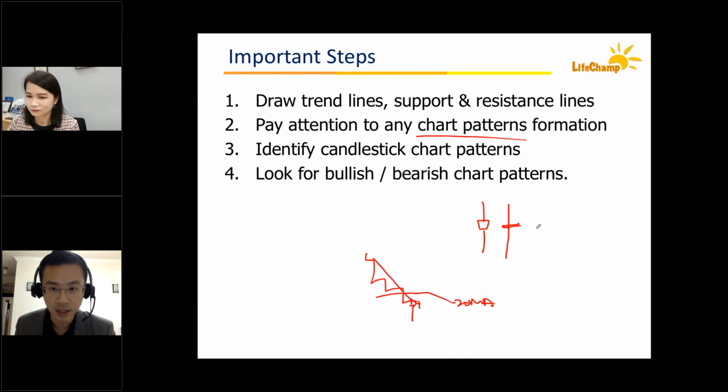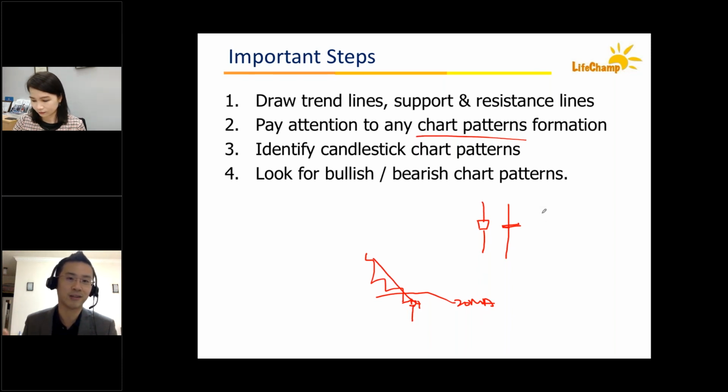Let me just go to the next question. Let's give it a minute. Now, among the candlestick patterns that you've shown, Pauline, how reliable are they? I mean, in terms of percentage, how high are the chances of it?